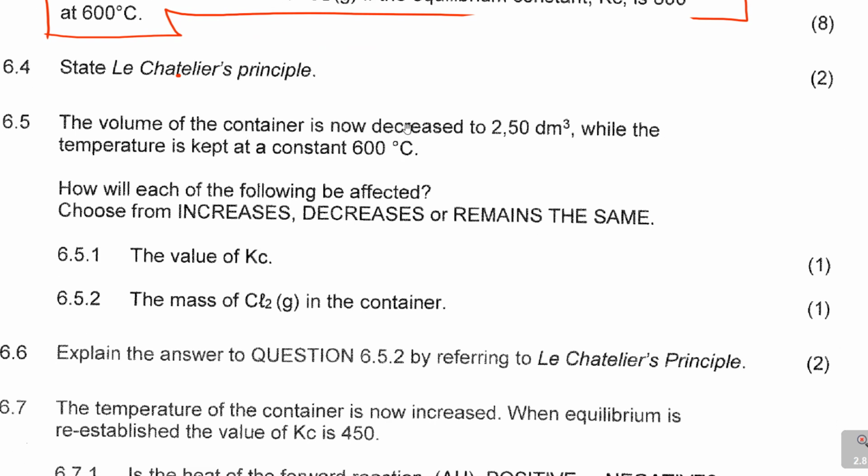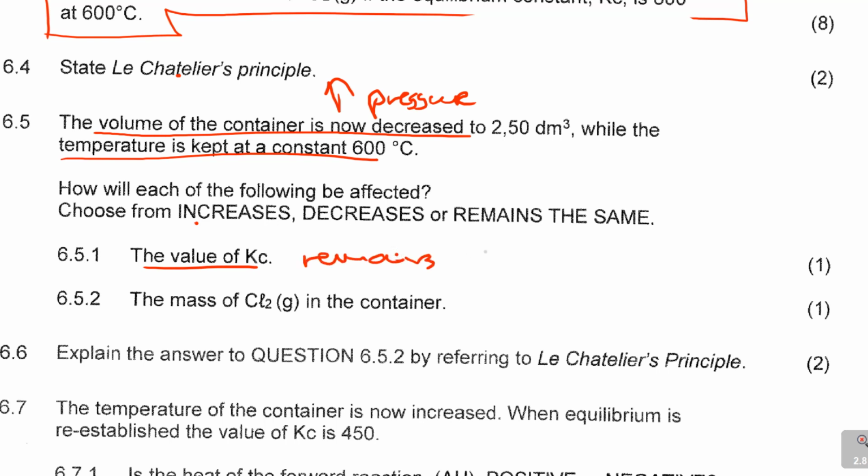The volume of the container is now decreased. What do they mean when they say decrease the volume? You increase the pressure. When the volume gets smaller, pressure gets bigger, while the temperature is kept constant. Very good. How will each of the following be affected? Choose from increase, decrease, or remain the same. Now, value of Kc, no change. Remember, Kc is affected by temperature. Remains same.